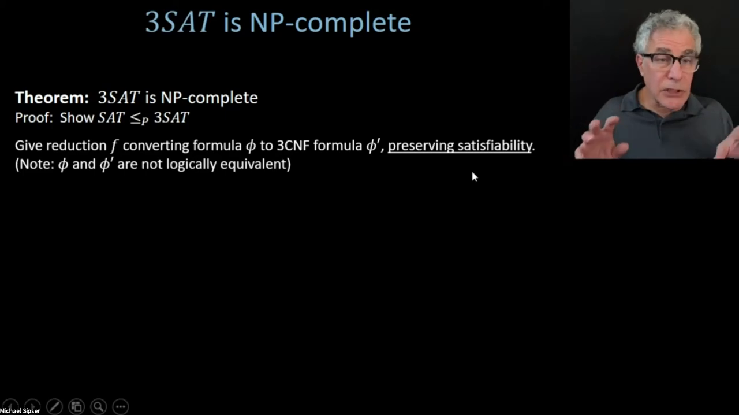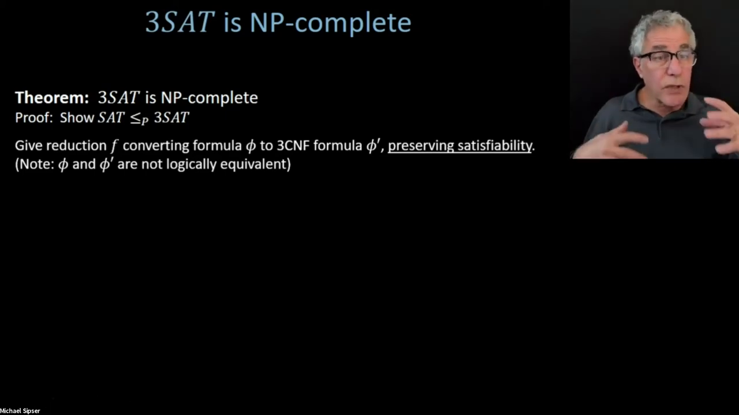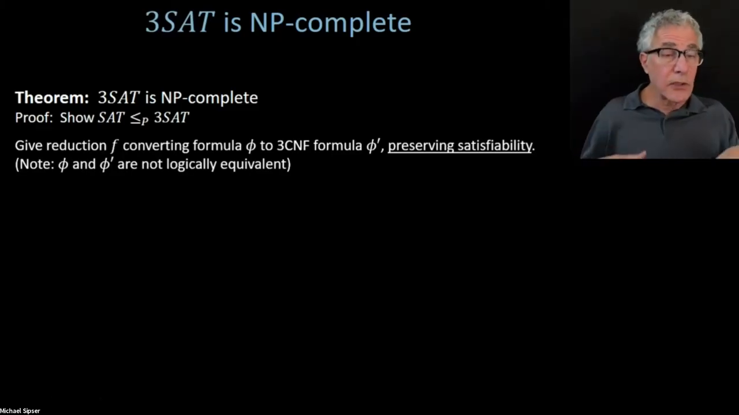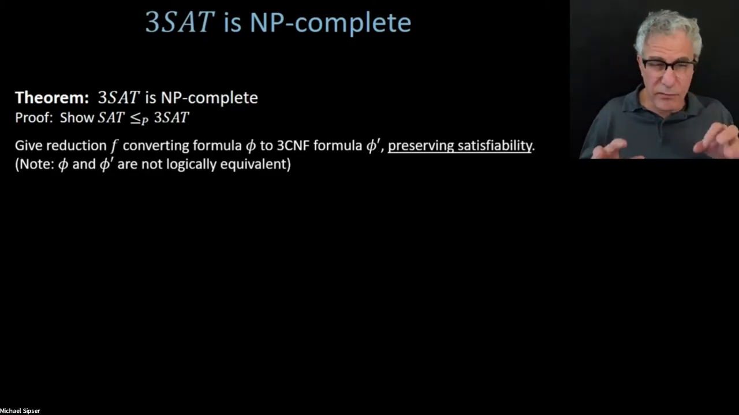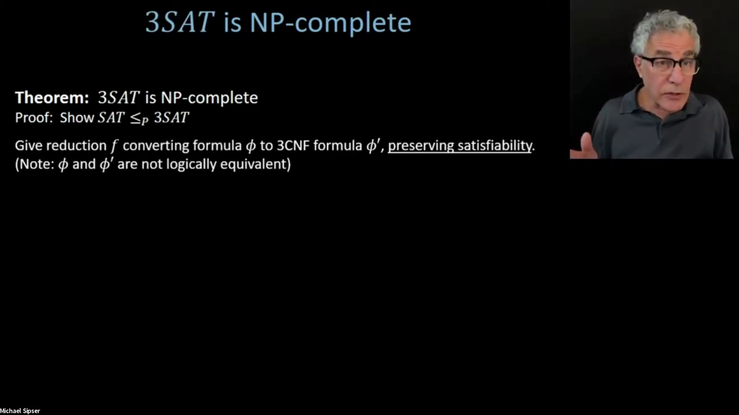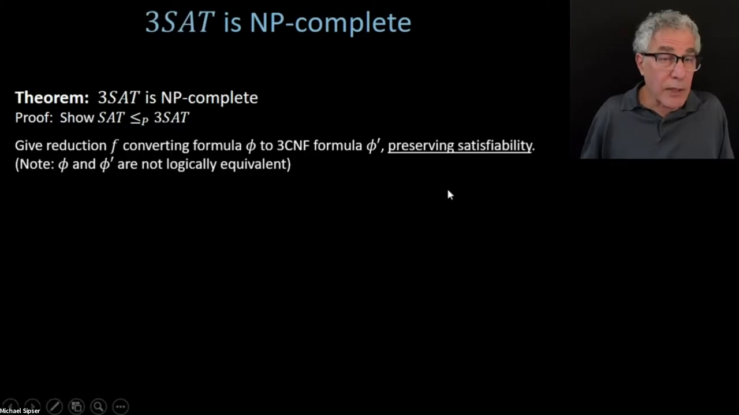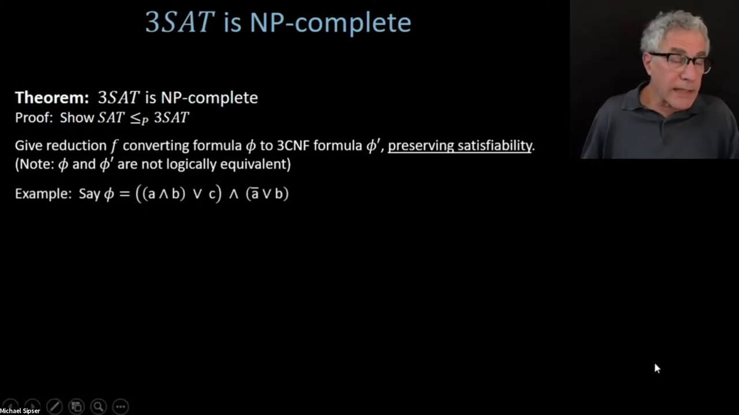And phi prime is not going to be logically equivalent to phi, because I could do that too. I can convert any formula to a logically equivalent CNF formula, maybe not even a 3CNF, but you can get a CNF. But it might be exponentially larger, and that's not good enough. I have to do the reduction in polynomial time, so I can't generate a formula that's exponentially larger. And so I'm going to do that by adding additional variables. So it won't be logically equivalent because the new formula is going to have additional variables in it. Okay, I'm going to do it by example, and let's see how that goes.